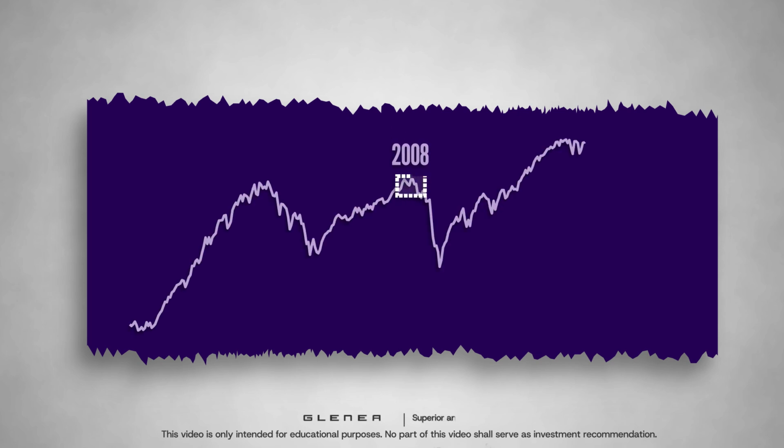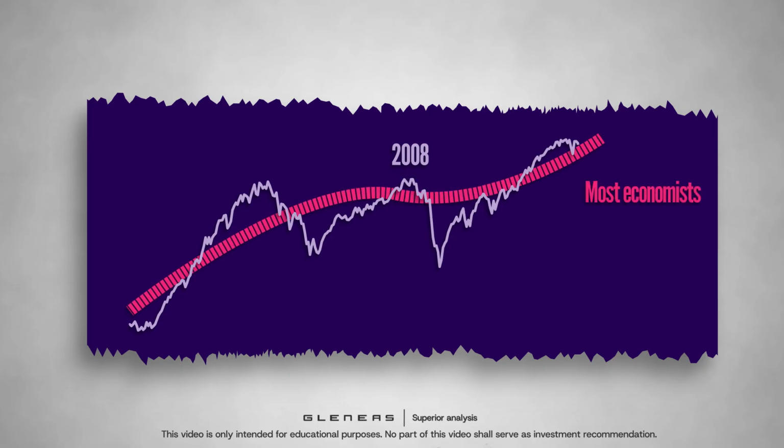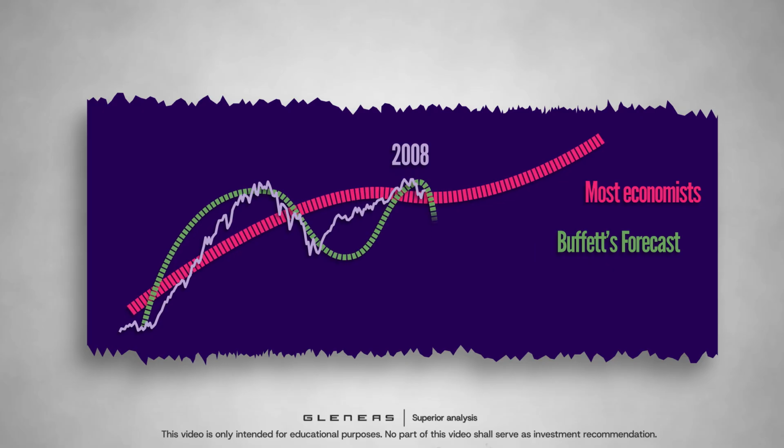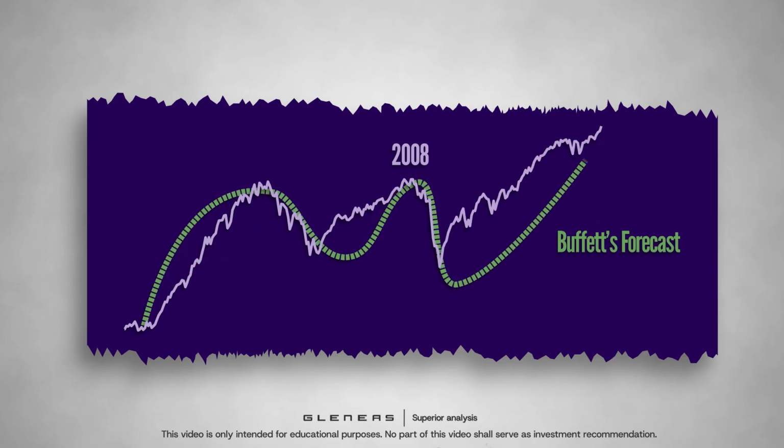In 2008, a massive financial crisis hit the U.S. economy. And what's fascinating about it is that most economists could not correctly forecast it. That's why we're always listening to the legendary Warren Buffett, who always seemed to know more than others. And the 2008 situation is a prime example of that.